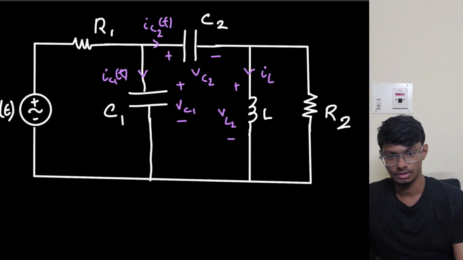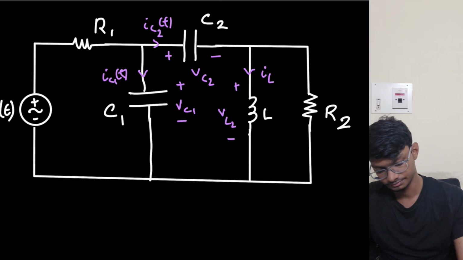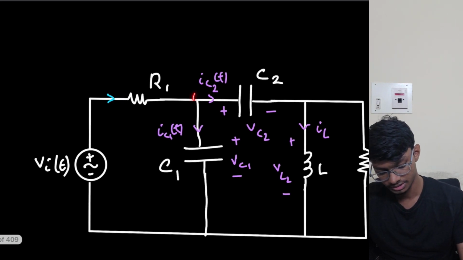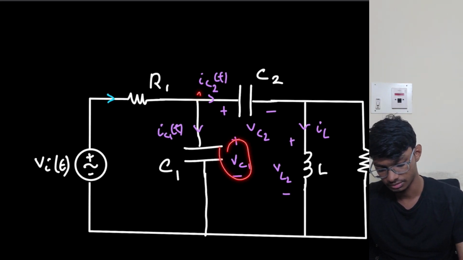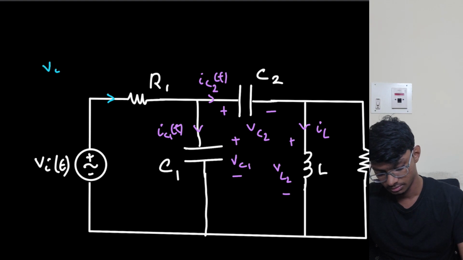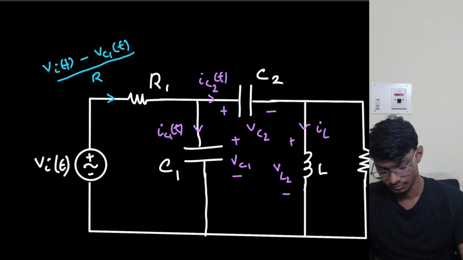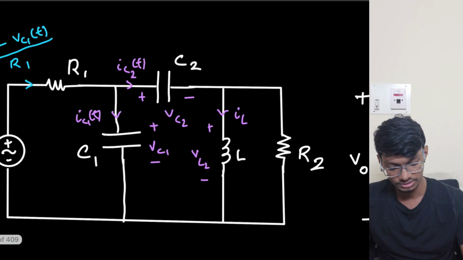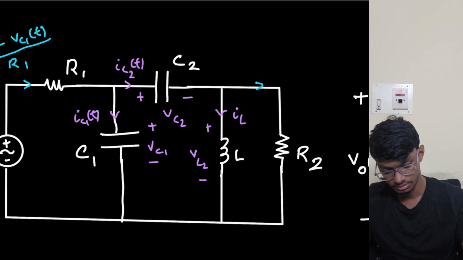Now let me name, what is this current? What is the potential here? The potential here is Vc1, right? So this current is simply Vi of t minus Vc1 of t divided by R1. So this is this current. Now this current is getting divided into two currents. What is this current? This current is again, the voltage is VL2, this is only VL only.